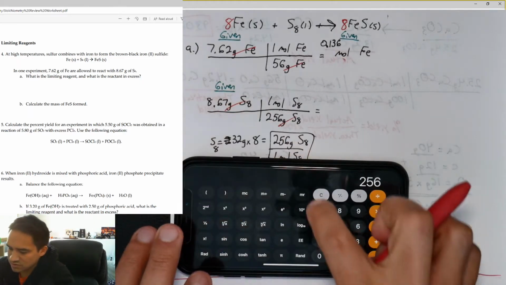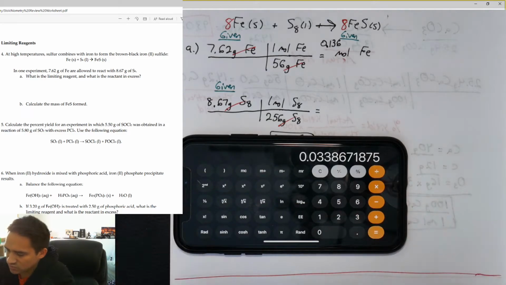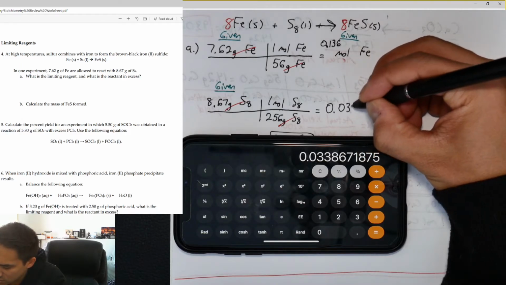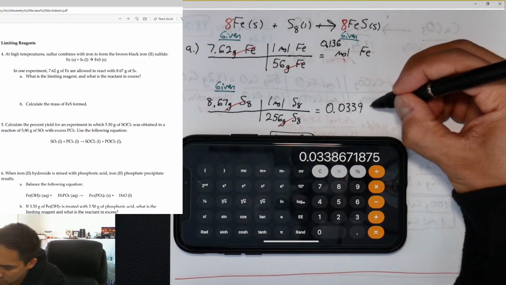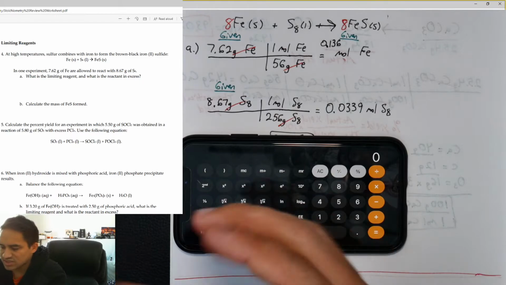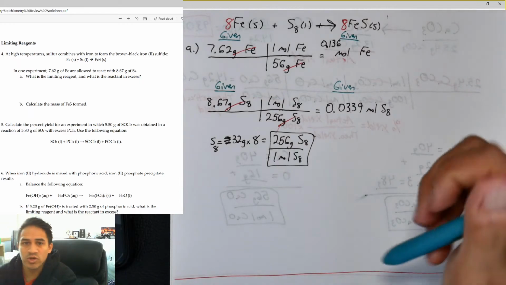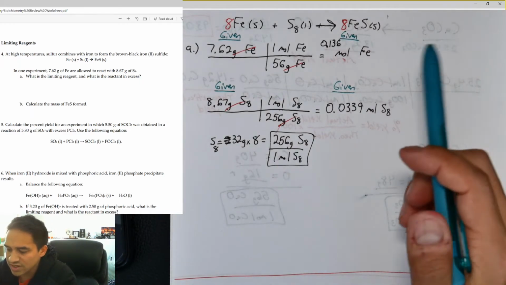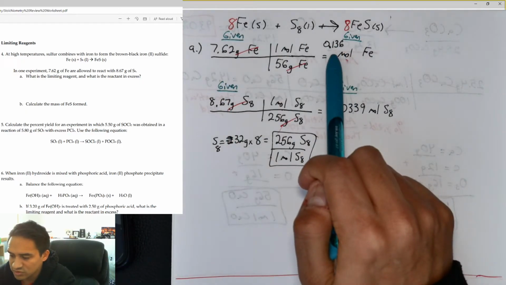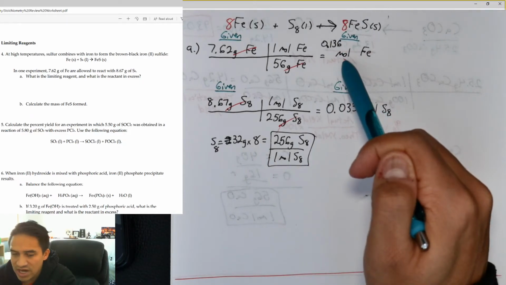So we're going to take 8.67 and divide this by 256 equals, and again we'll round to 3 significant figures, so 0.033, and that 8 is going to round up to a 9. Okay, so here's our moles of S8. Now again, this is still what we are being given. This is what we're starting with. To determine which one is limiting, we need to think about it this way. If we are being given 7.62 grams of iron, or 0.136 moles of iron, how many moles of sulfur do we need to react with this?